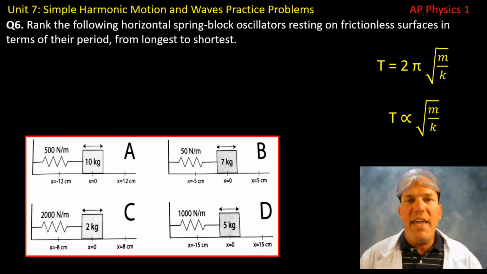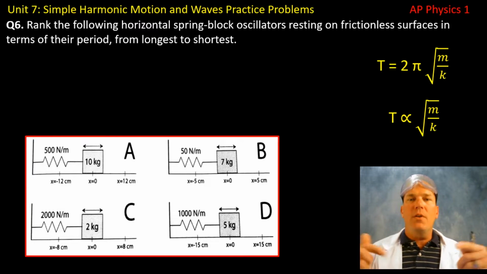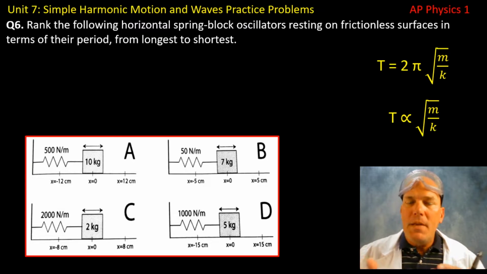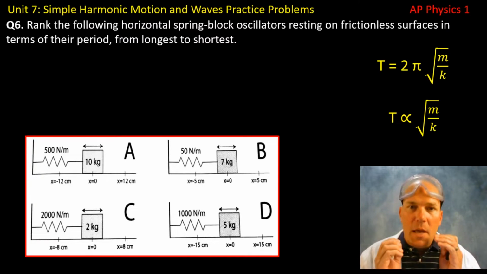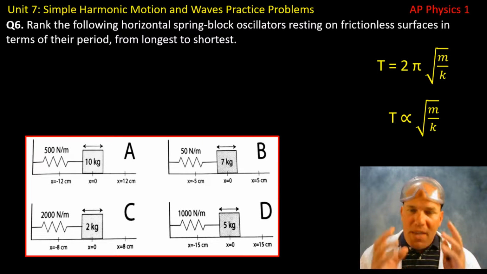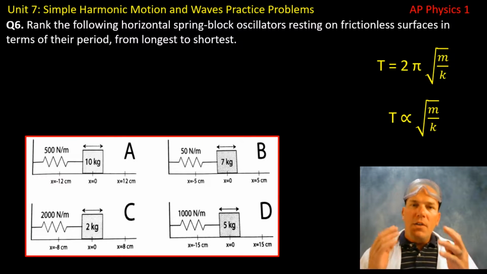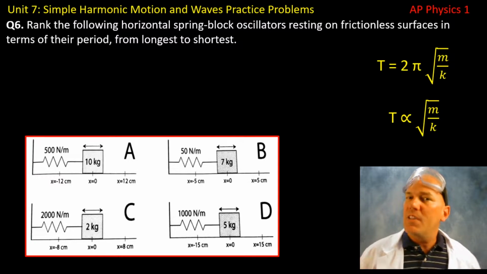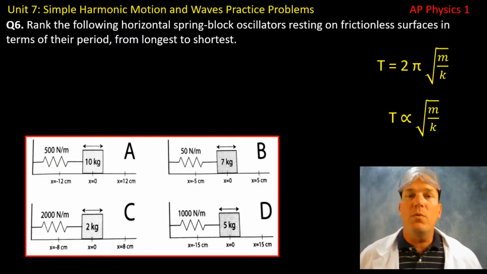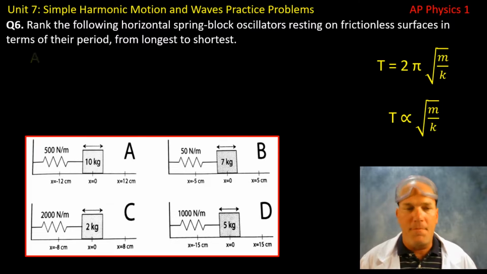In other words, as K goes up, period goes down. As mass goes up, period goes up. But again, be careful. Notice both of those are under the radical. So please be vigilant of that. Make sure you're not falling for one of these directly proportional. Yes, it is, but it's under a radical. So the square root of mass, and the inverse of the square root of K.